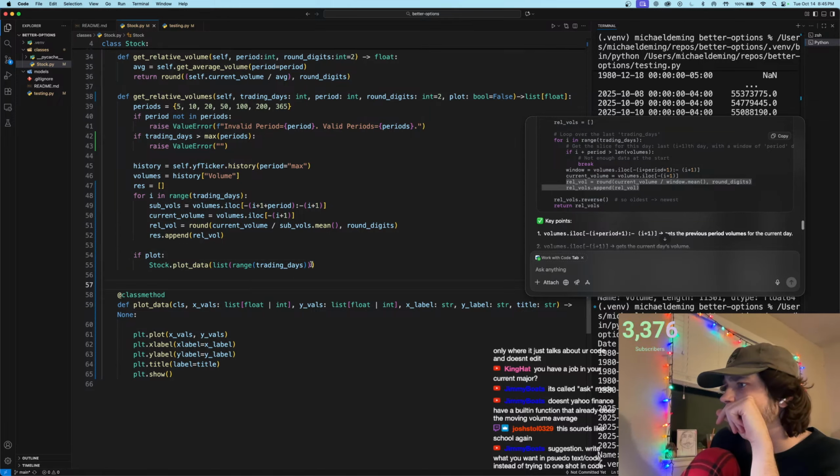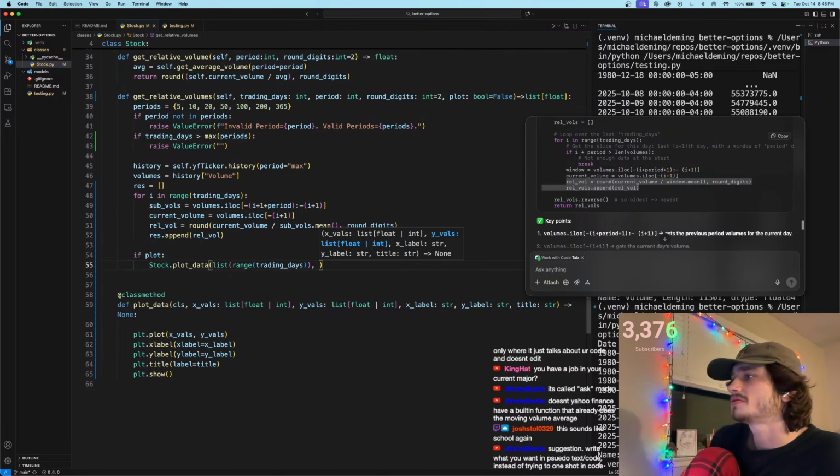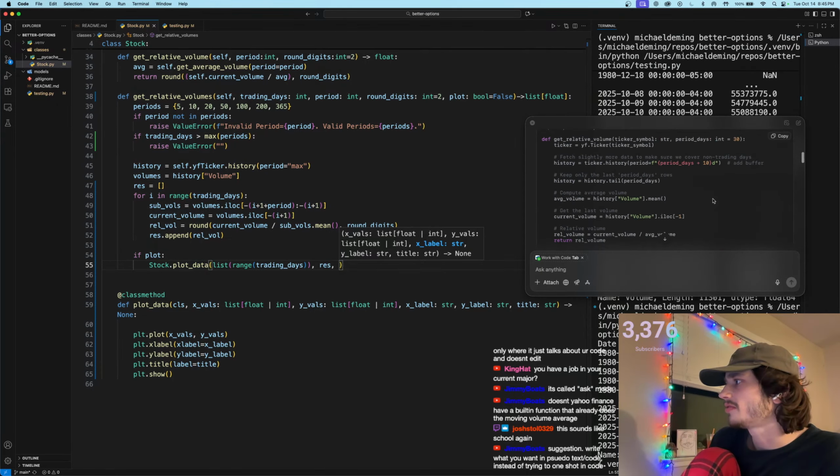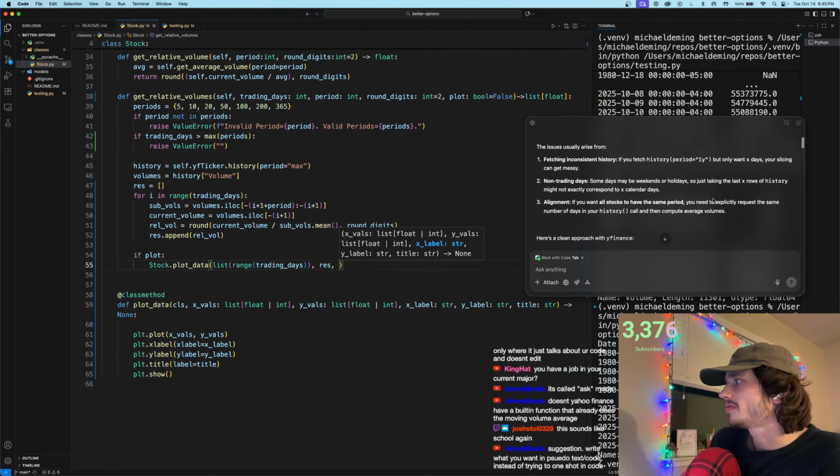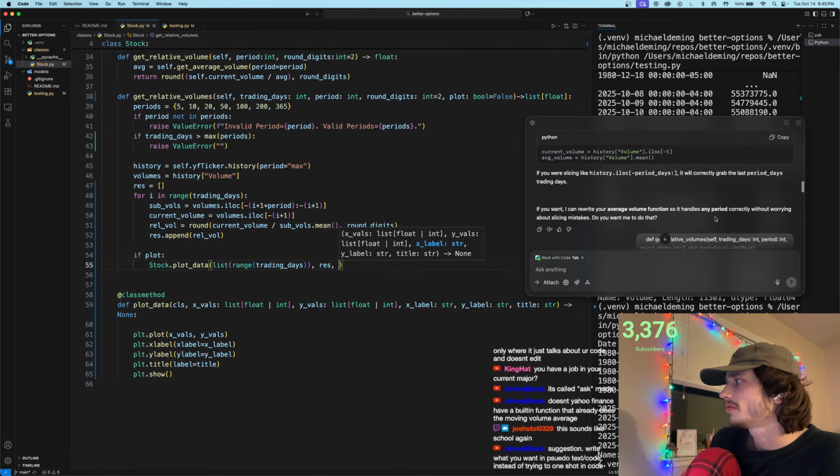Right. So we'll convert the list range of trading days, Y values will be the result, X label. Or do I have that saved here somewhere in my past snippets so I don't have to copy it over again?